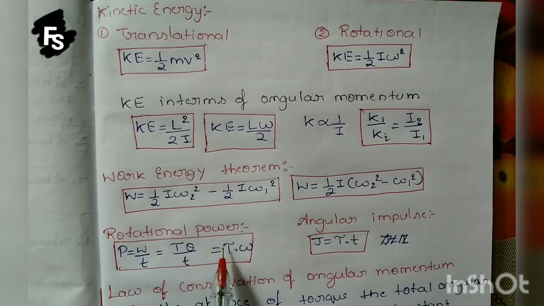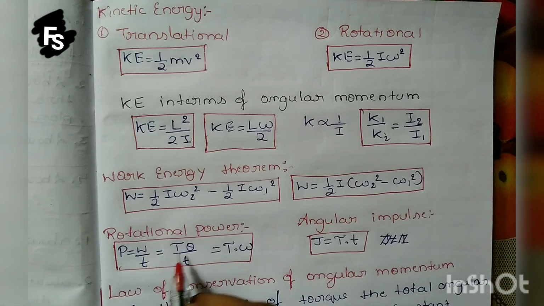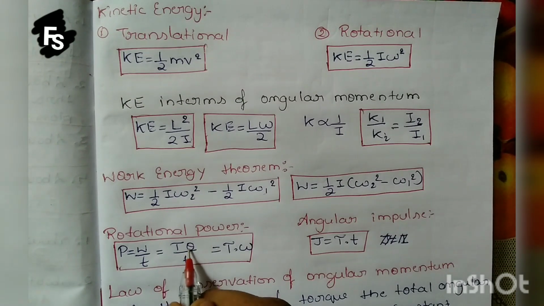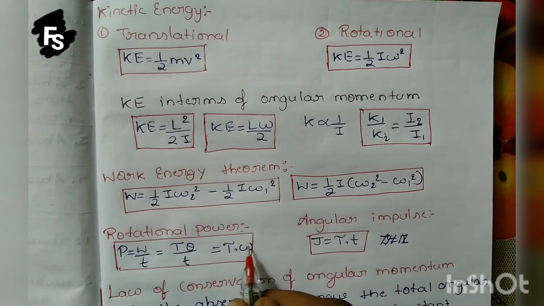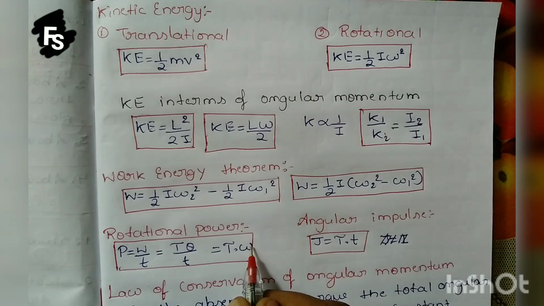Next up is rotational power. What is rotational power? In the case of normal power, P is equal to W by T. But in the case of rotational power, what does W mean? W is F into S. In rotational motion, F means torque and S means angular displacement theta. So power is torque theta by T, which is torque into omega. See here, displacement by time means velocity, and in rotational motion that is omega, the angular velocity.